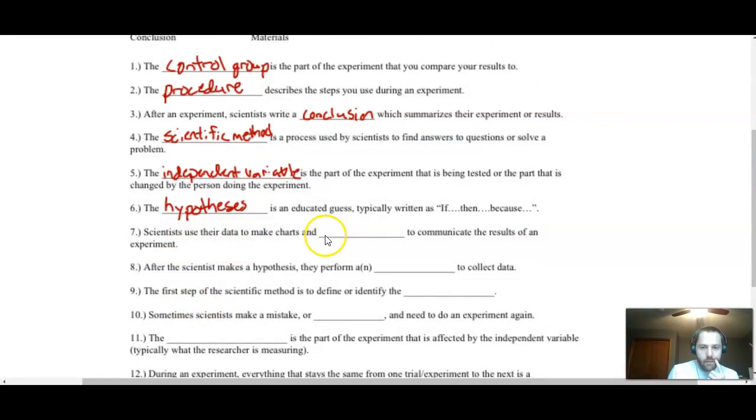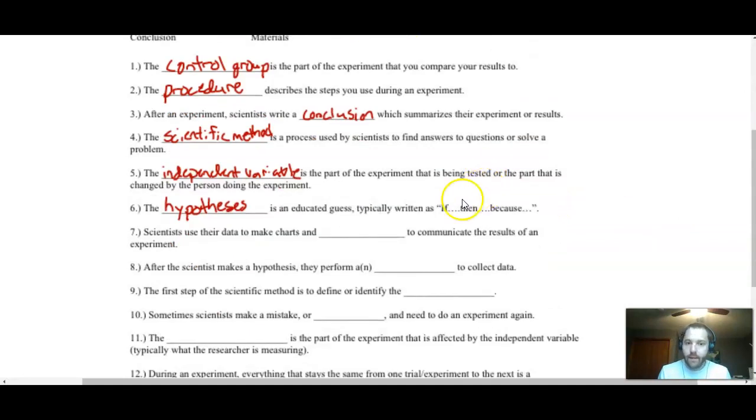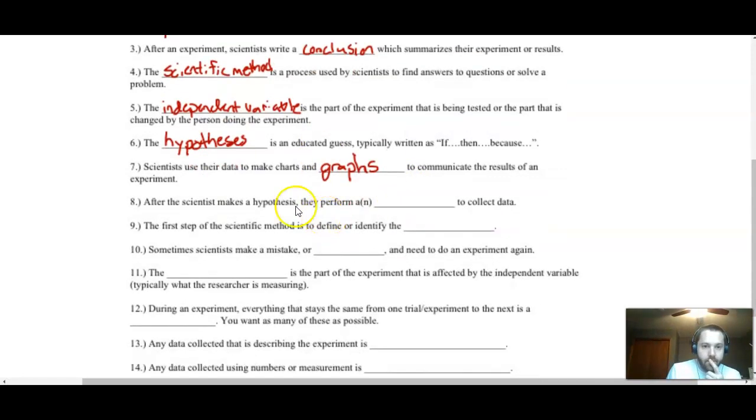Scientists use their data to make charts and blank to communicate the results of an experiment. So scientists are going to use charts, and if we look at all the words up here, some of them are kind of weird to choose through, but we do have the word graphs. Again, we haven't done that in this assignment, but that's all right. So they make charts and graphs often to communicate the results of an experiment.